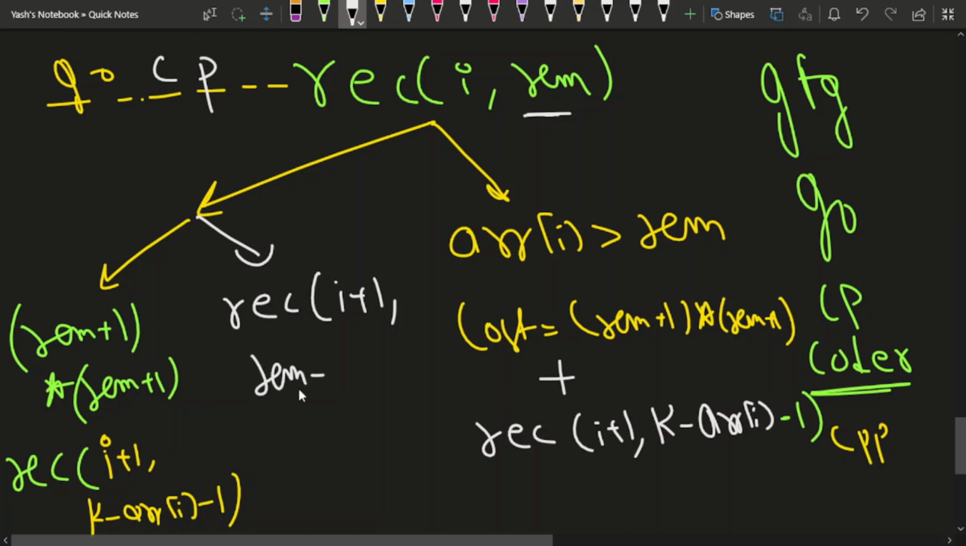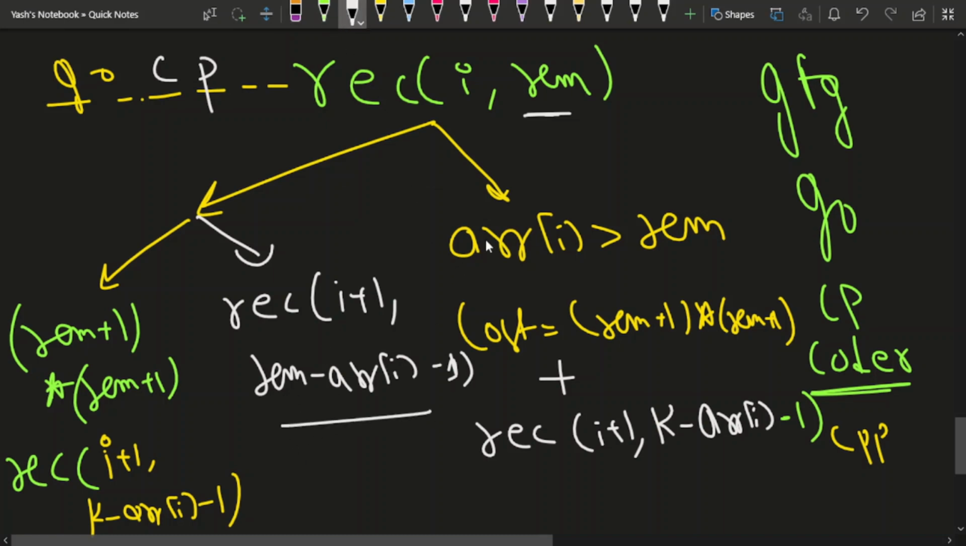The number of new remaining words will be nothing but remaining minus rfi, that is the number of words that you have chosen, minus 1, because one space you will be leaving, and you will start filling the new words from this particular position. So that will be the thing, and in this case you will not pay any cost. So this is the recursive diagram that will be there.